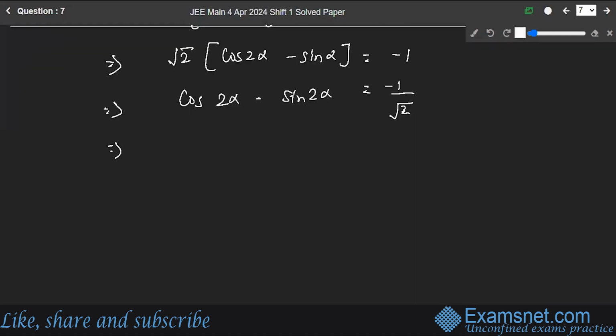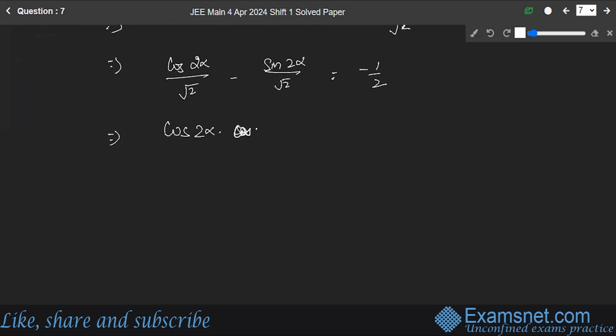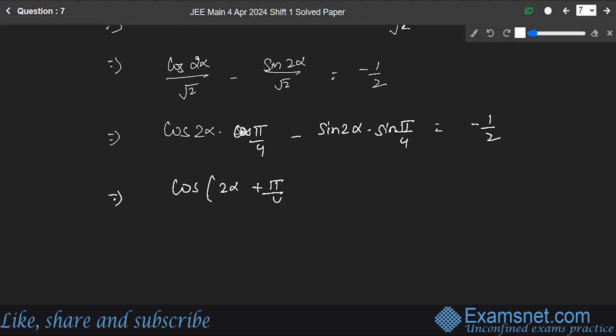So now let's do one thing, multiplying both sides by root 2. This will give you sine 2 alpha upon root 2 is equal to minus 1 by 2. So this is equal to cos 2 alpha into cos pi by 4 minus sine 2 alpha into sine pi by 4. This is the formula for cos of 2 alpha plus pi by 4. And you have cos 2 alpha plus pi by 4.